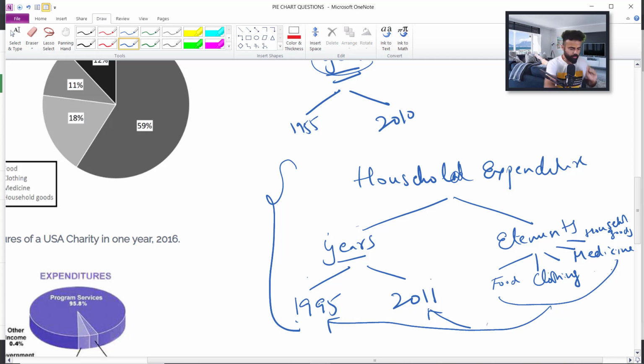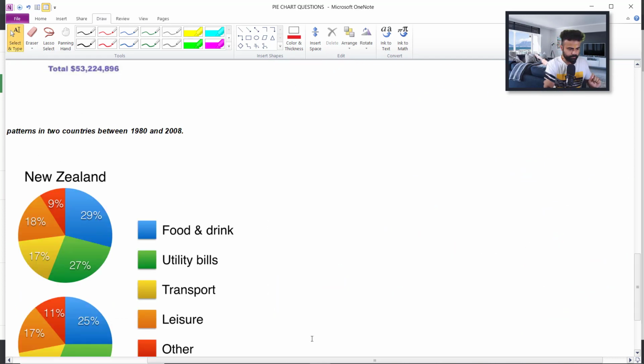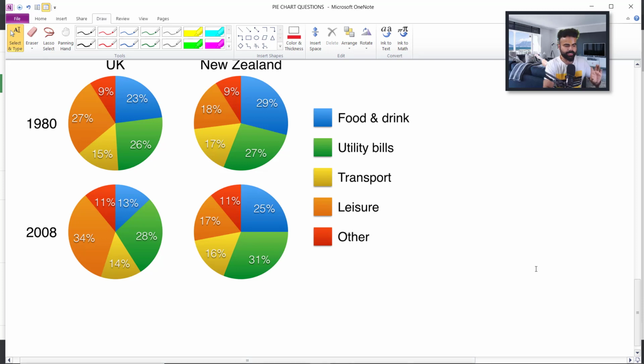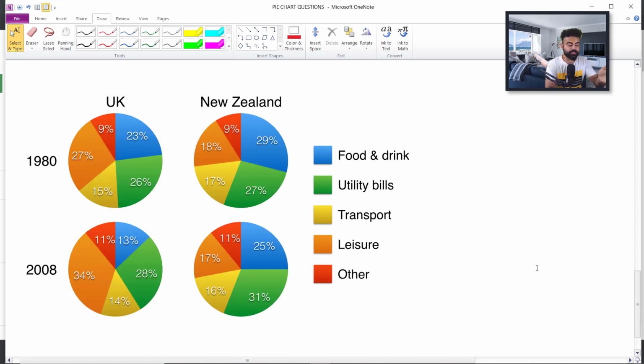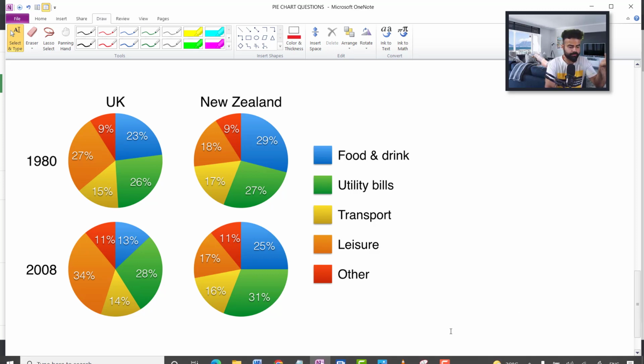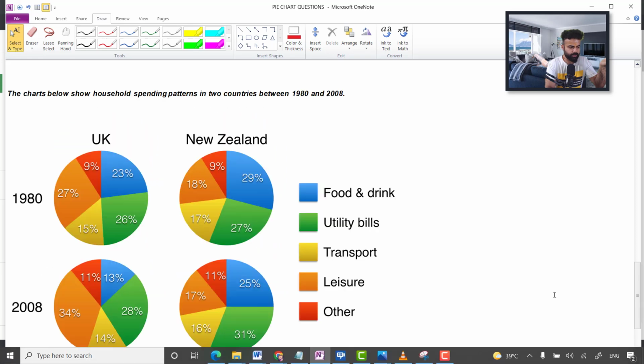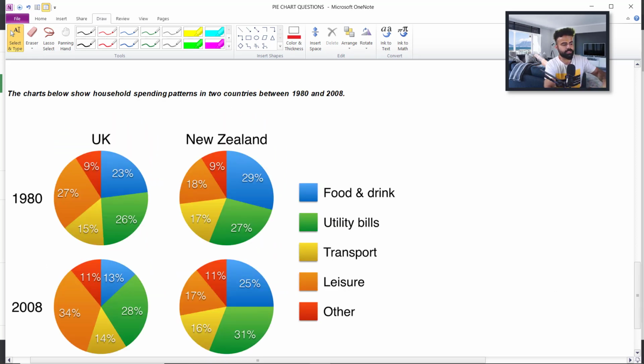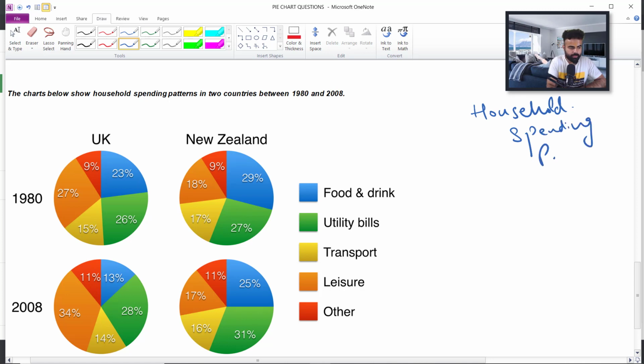Okay, so I'll show you one more example. You see we have got 4 pie charts here. Looking at this example, it looks so complex to understand, but at the end these are all data figures. So now what you can do here is, you see we have got household spending patterns in 2 countries. So I'll just write household spending patterns.